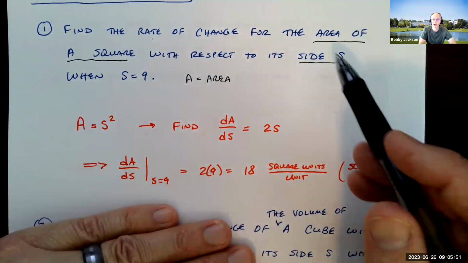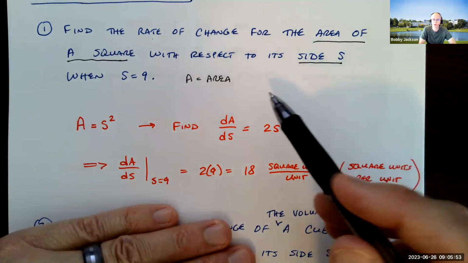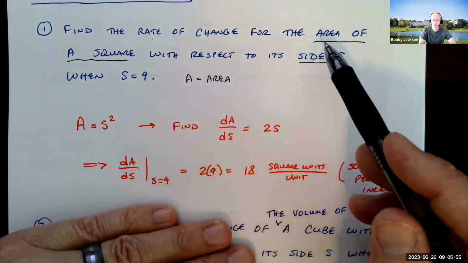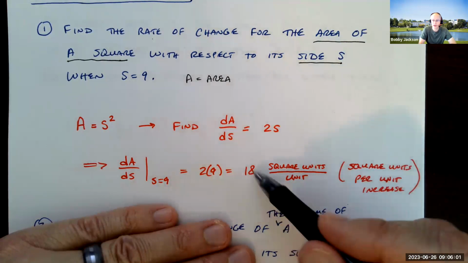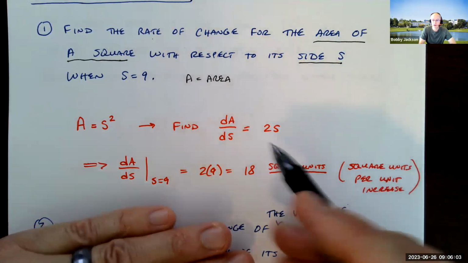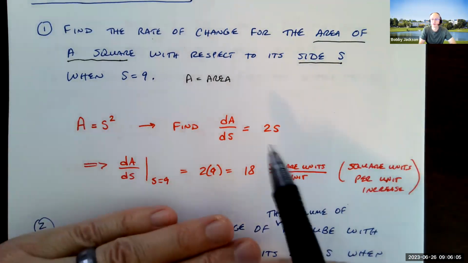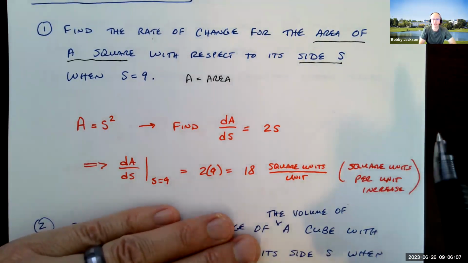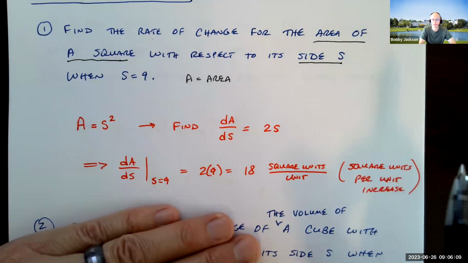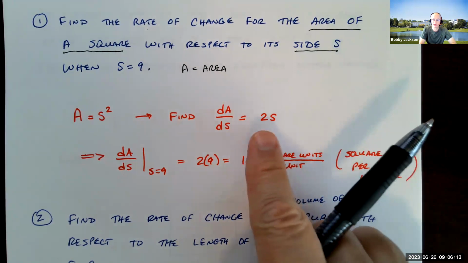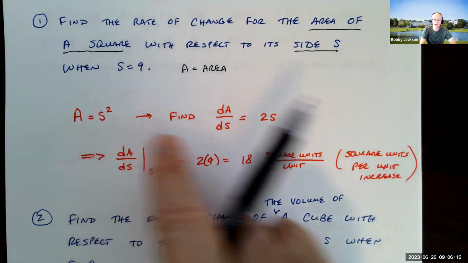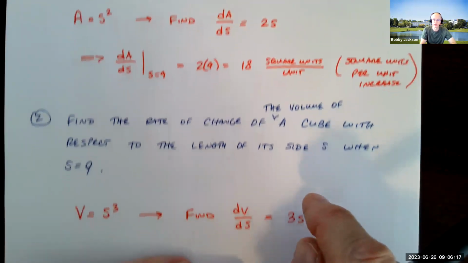So for instance, if the side length was given in inches, then the area would be square inches. Our units would be square inches per inch. In other words, that would be the number of square inches the square area would increase for every inch increase in the side length. Okay, so basically, as far as the math goes, pretty easy. Derivative of S squared is 2S, plug in S equal 9.